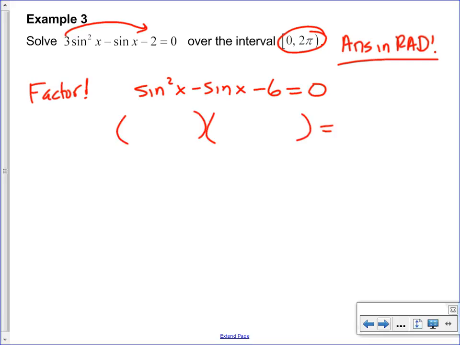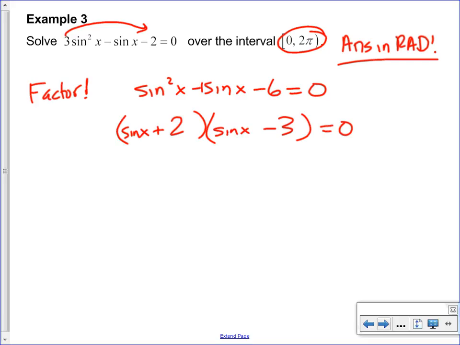Factor. 6 and 1 is what we're looking at. 2 and 3 is definitely 2 and 3. But to get to negative 1, plus 2 minus 3. Now, in algebra 2, it was x squared something something. So in trig, it's just sine x instead of x. So it'd just be sine x and sine x.